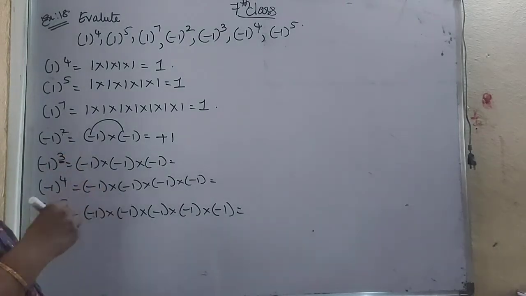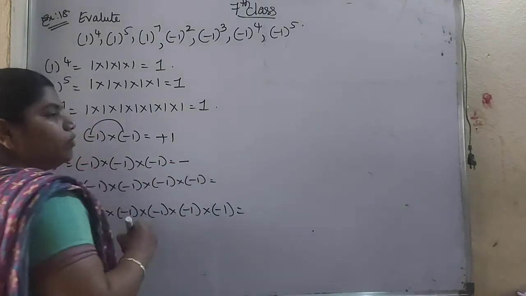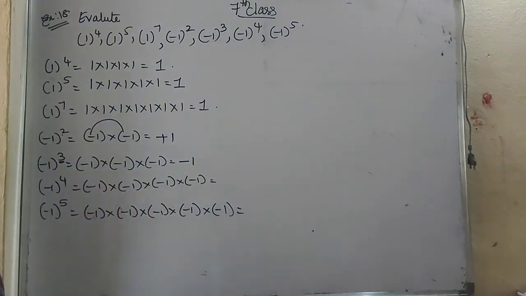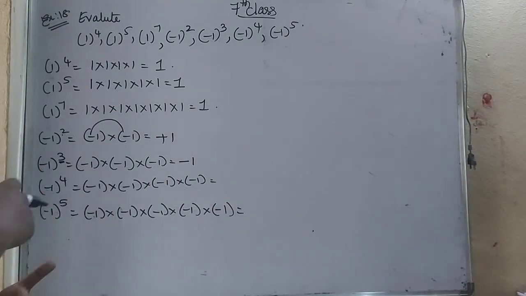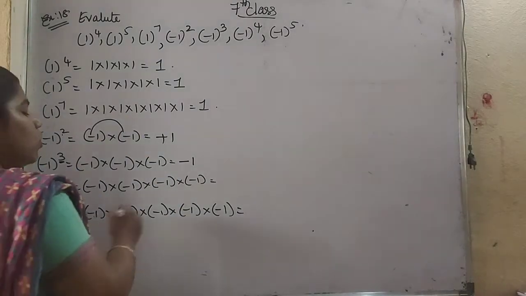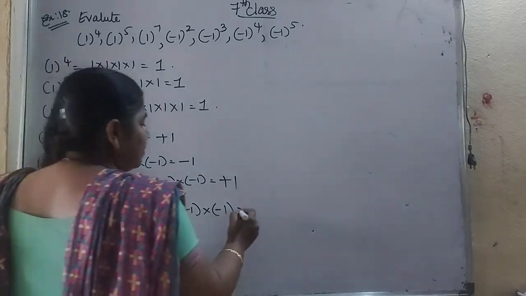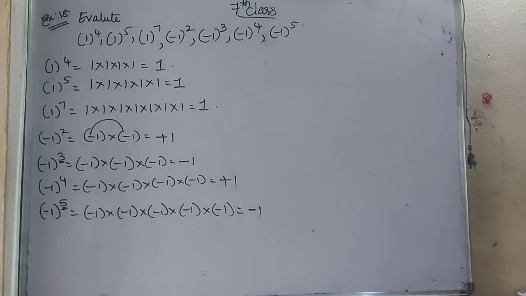Here the power is 3, which is an odd number. If you multiply minus an odd number of times, the result will always be minus. 1 into 1 is 1, so it will be minus 1. Now minus 1 to the power of 4. 4 is an even number, so if you multiply minus an even number of times, the result will always be plus 1. And the power is 5 here. Now you are multiplying minus an odd number of times, that means the result will be minus. So it will be minus 1.